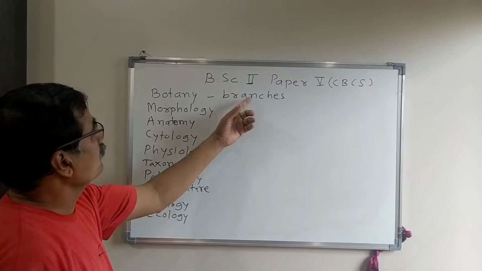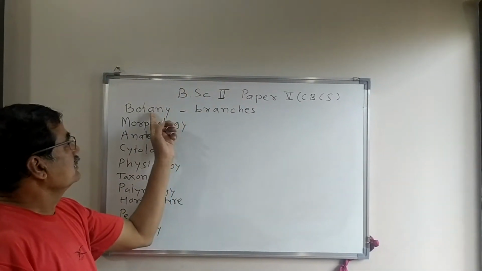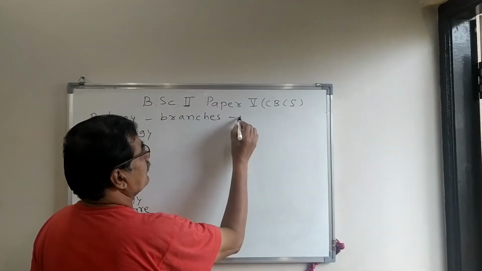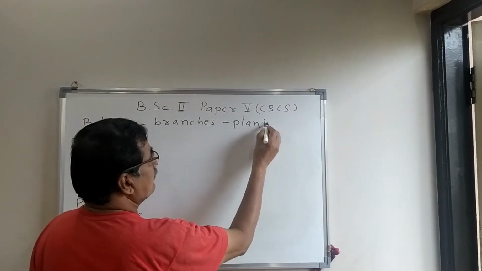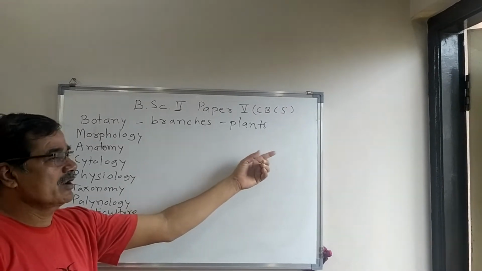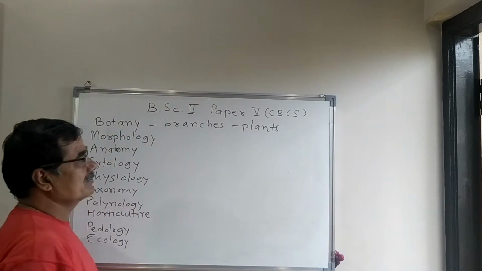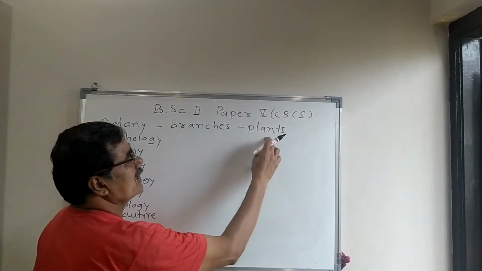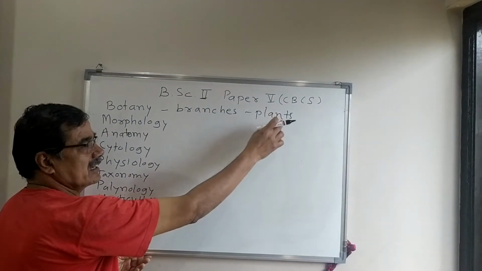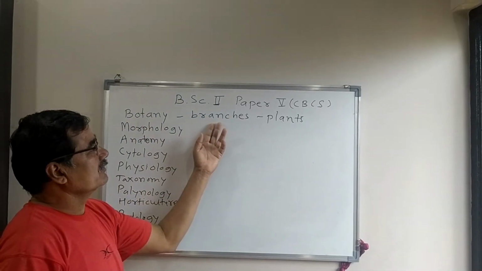Students, today we are going to see the branches of botany. Botany is a branch of science which deals with the study of plants. Plants are of two kinds, that is cryptogamic plants and phanerogamic plants. The cryptogamic plants include virus, bacteria, algae, fungi, bryophytes, pteridophytes, and the phanerogams, that is gymnosperms and angiosperms. In total, there are so many plants which occur on the earth's surface.